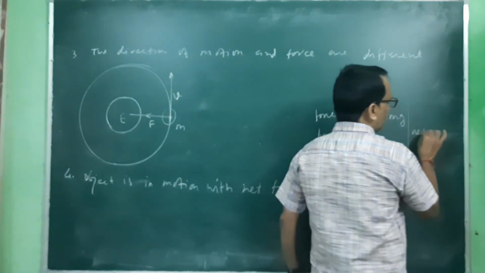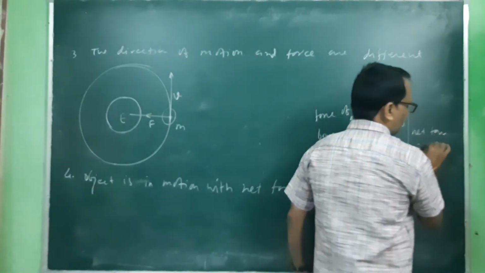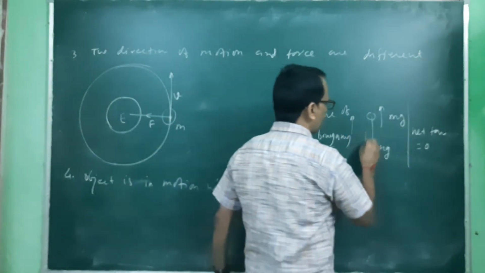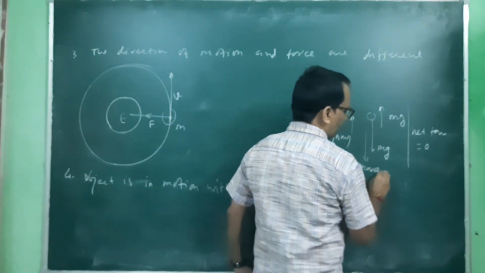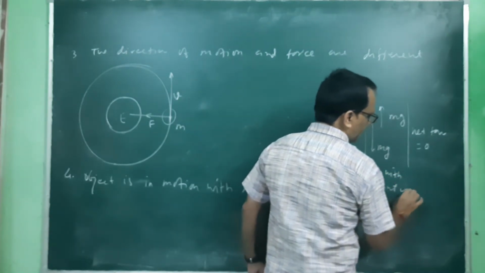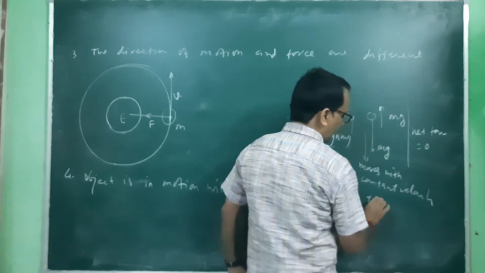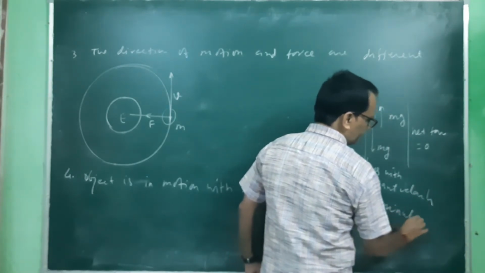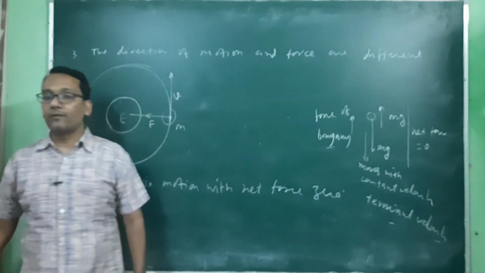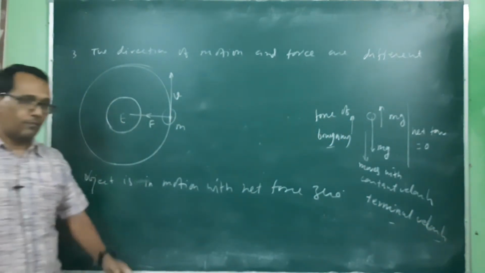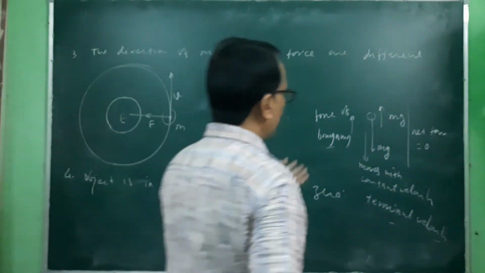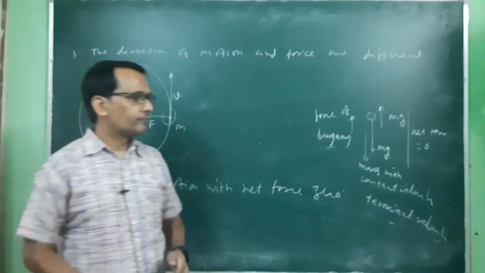The net force is 0. But still that water drop moves with a constant velocity, and this is known as terminal velocity. So with that constant terminal velocity, that water drop moves toward the surface of our earth, but there is no force. There is no force, but there is motion. This is the case.